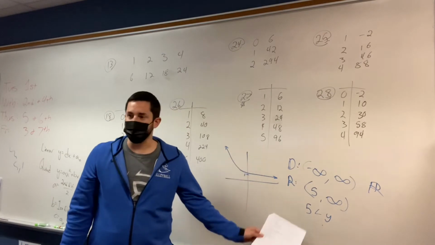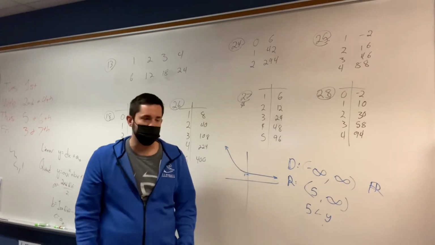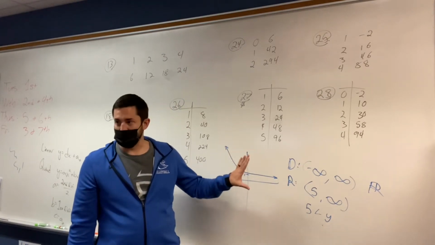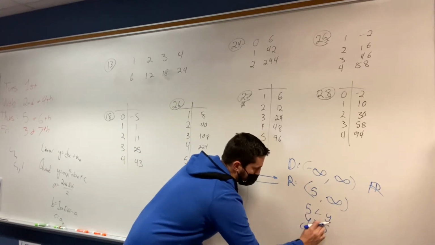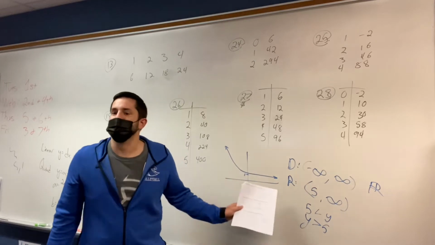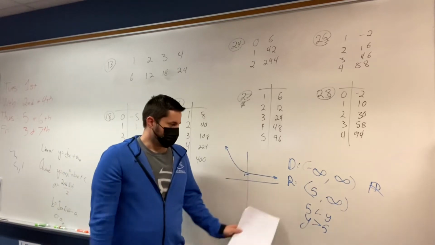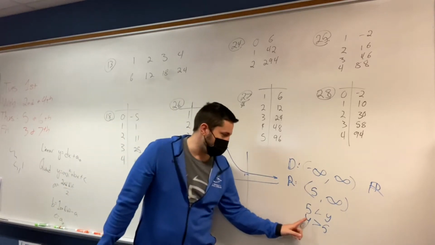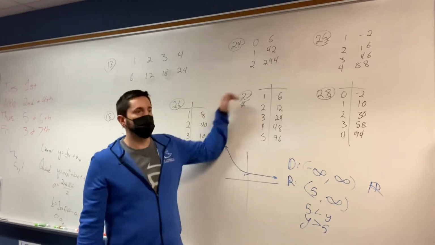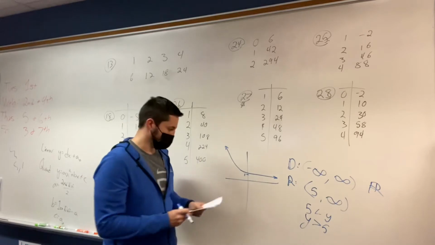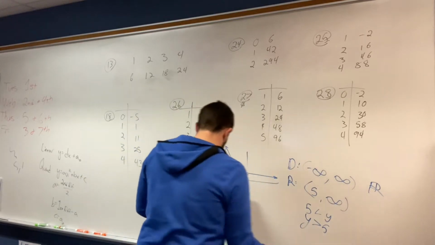Now, if that looks weird and you have an answer option that doesn't have 5 is less than y, then you would write this: y is greater than 5. Hopefully that didn't just blow your mind, but it's the same thing, right? Y is greater than 5, and it makes sense, because here's 5, and the whole graph is greater than 5. Okay, cool. All right.